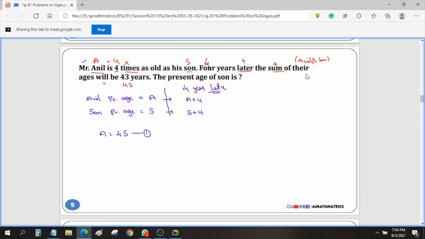4 years later, the sum of their ages: Anil's age is A plus 4, and the son's age is S plus 4, which equals 43. This is the second equation. Now A plus S equals 43 minus 8, which is 35. We need to find the age of son, so in place of A, I am writing 4S plus S equals 35. So S equals 7. So the age of son is 7. Hope I am clear with this.